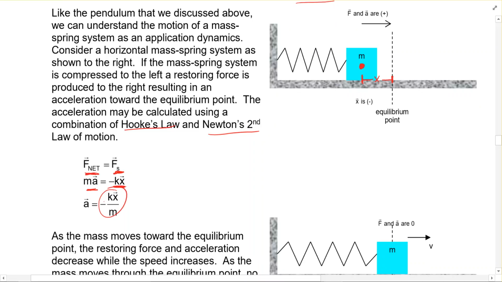All the negative symbol here means is that if I give this thing a displacement in that direction, the acceleration and the force are going to be in that direction. If I gave it a displacement in that direction, then the force and the acceleration are going to be in that direction. So they're always in opposite directions of each other, like we've talked about before.